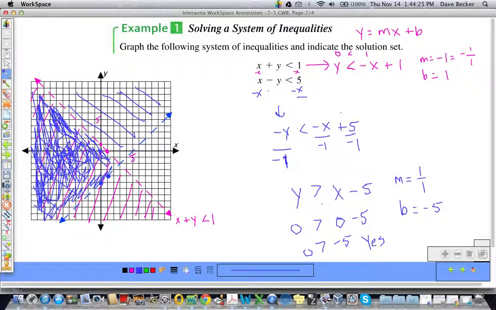Okay? So we could test a point here, like negative 6, 2. Can't really see it, but negative 6, 2 should satisfy this. So is negative 6 plus 2 less than 1? Negative 4 is less than 1, so it works. Now let's plug it into the other inequality. Negative 6 minus 2, negative 6, 2 was our point. Is that less than 5? Is negative 8 less than 5? It is, so we know that we are correct.